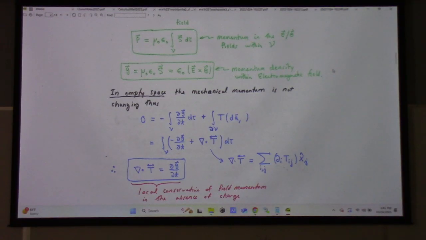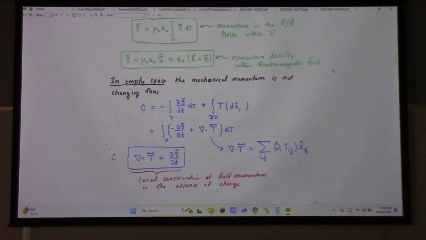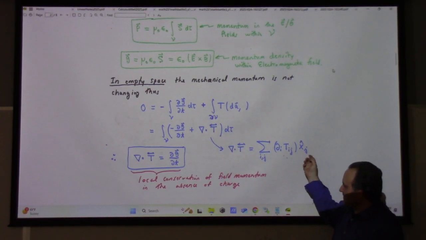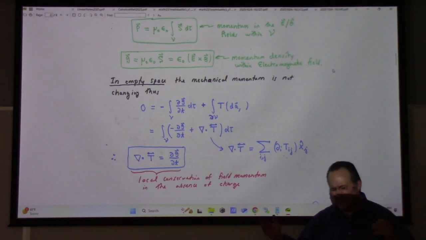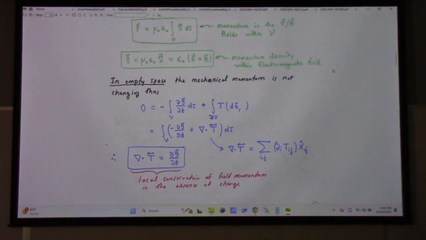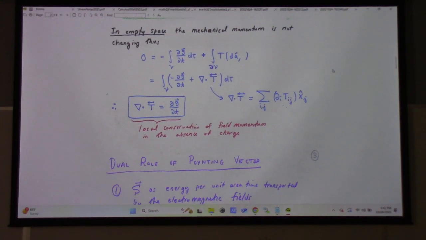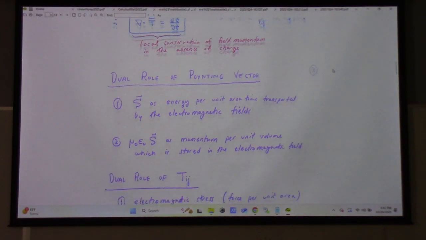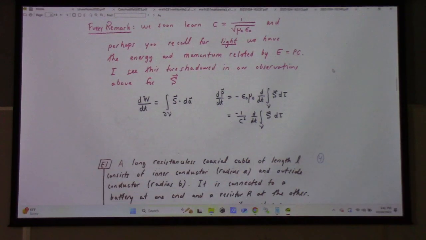Therefore, we must have this balancing act between the divergence of the stress energy tensor and the time rate of change of the momentum density. The divergence of the stress energy tensor is to be understood as a vector, because we're taking the divergence of a tensor, and that could be a vector in this case. Really it's a vector of divergences, truth be told. But that expresses, as I say there, the local conservation of field momentum in the absence of charge. And we talked about the dual roles of the Poynting vector and all that.